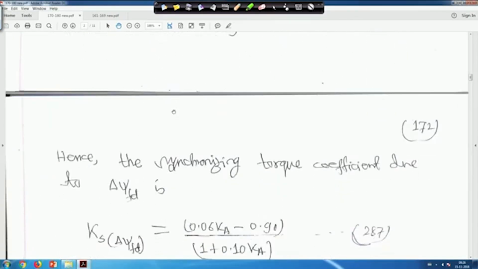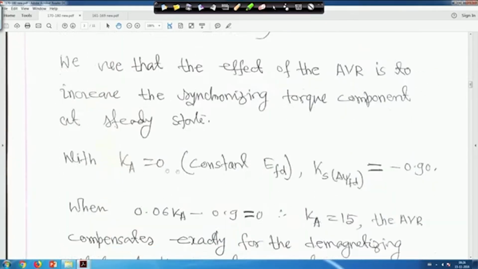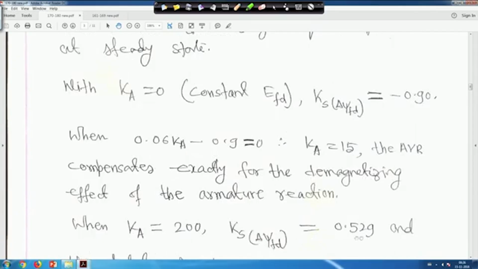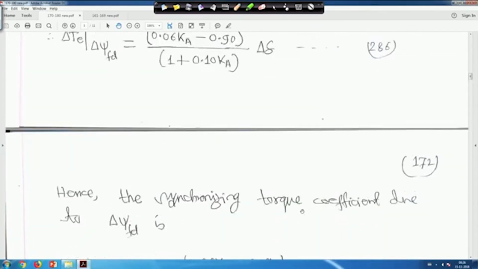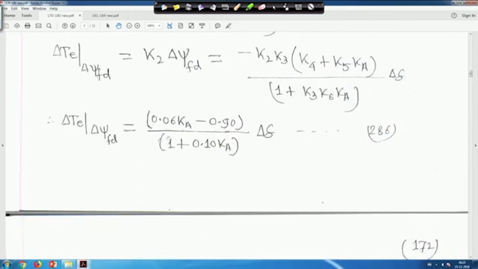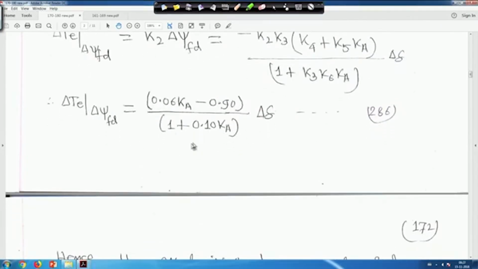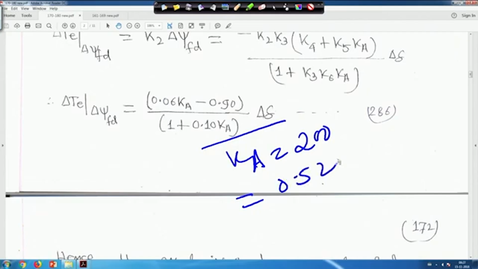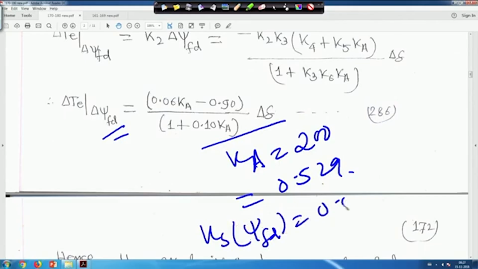And whenever we put K is equal to 200, we are getting Ks as 0.529. So, if you look into this term, this is due to delta psi fd, just hold on, such that your understanding will be clear. This is a function of delta, and when you put Ka is equal to say 200, you get this value, 0.529, right. So, this is due to this delta psi fd term, plus one more term is there. That is why we write that Ks delta psi fd is equal to 0.529.